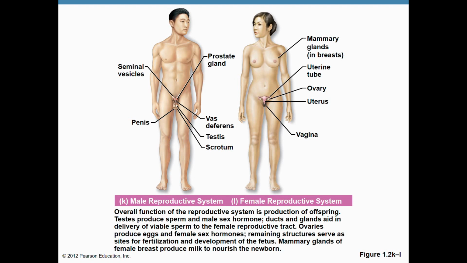So what is the main function of our reproductive system? Gonads produce gametes. What are these gametes? We have the sperm cell and the egg cell that unite to form a new organism. Gonads also release hormones that regulate reproduction and other body processes. Associated organs transport and store gametes. Mammary glands produce milk. So that is the function of our reproductive system.